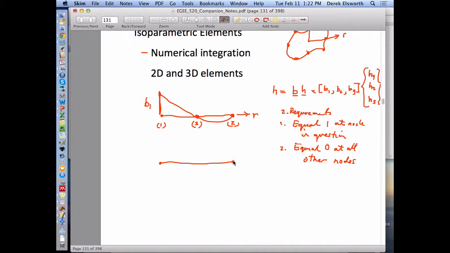So again, this is R. B2 is going to satisfy the same deal, right? So this is going to be B2. And to satisfy these two conditions, it's going to look like this. Yeah, Victor? So what are the benefits of using this type of shape function? Because then, in one element, you can get curvature of the variable and curvature of the element as well. Not in this particular case.